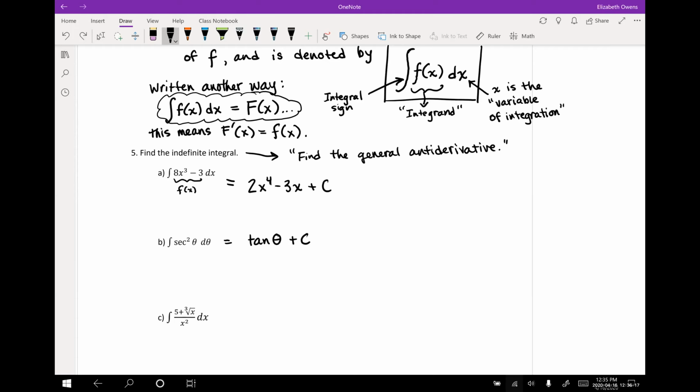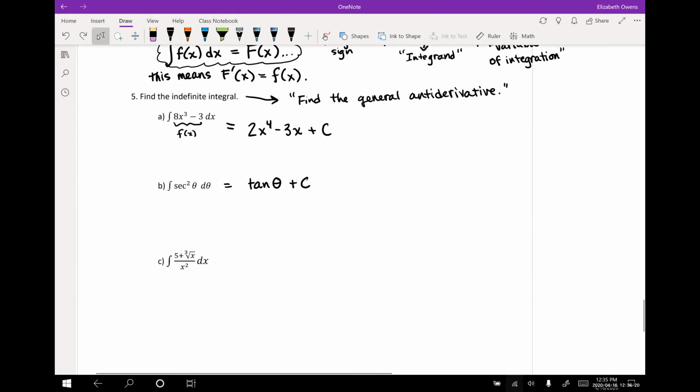Cool. Okay, and then the last one here is written in not the best form, so sometimes we do have to switch things up a little bit. So let's start getting this into a more friendly notation here. Keep the integral sign here because we haven't actually done that antiderivative process yet. So this is showing that we haven't taken the antiderivative yet when we keep that symbol on there. And so I'd write this as 5 plus x to the 1/3 power divided by x squared dx.